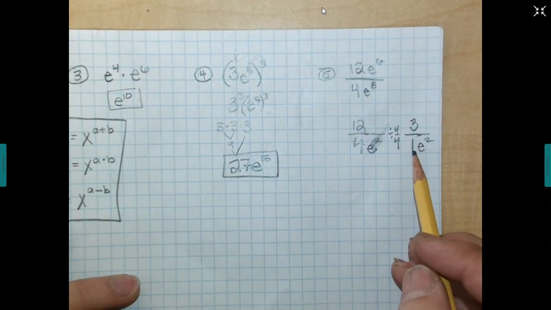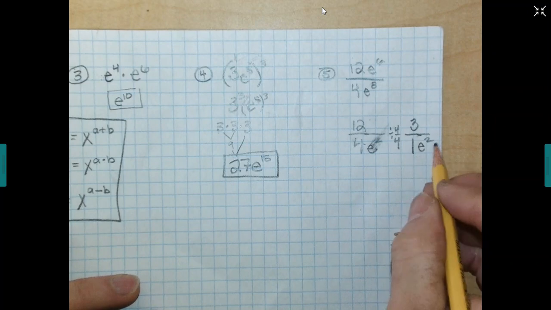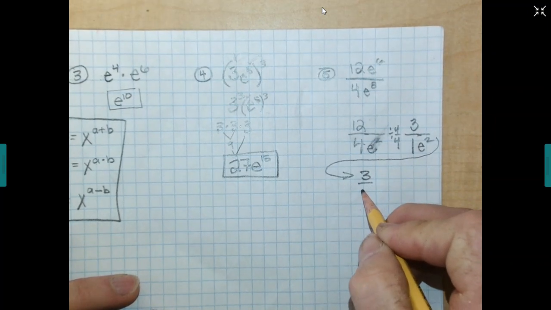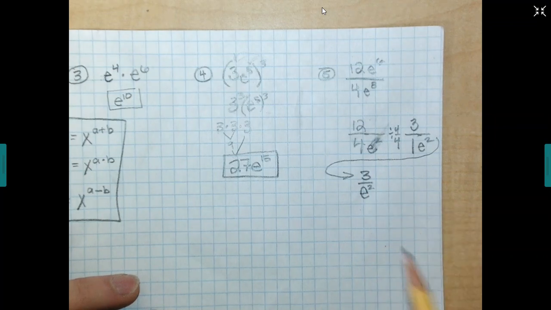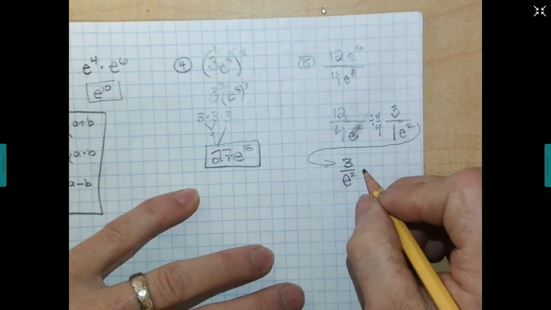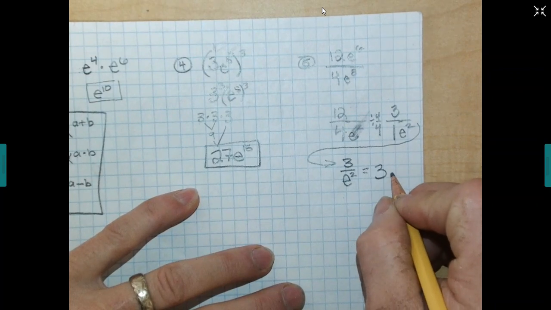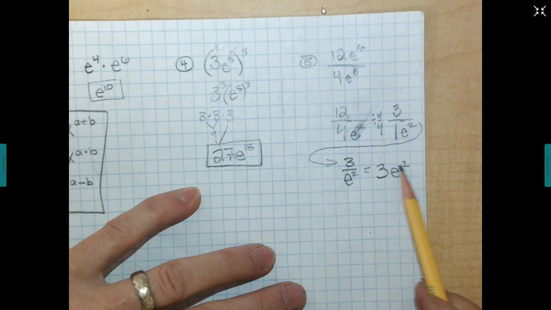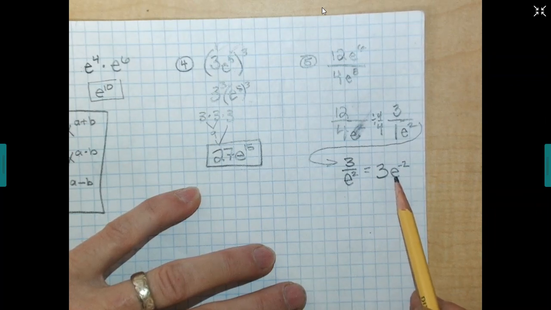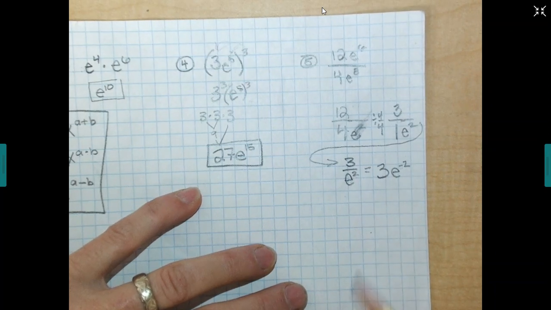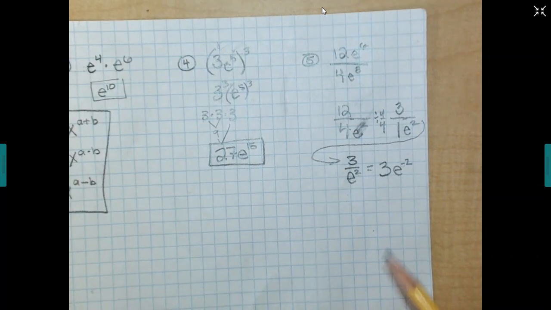So what does that leave us? The 1, I don't need to write that. So I have 3 over e squared. That's one way to write it. Or you could also write it as 3e to negative 2. Because this negative will make this go to the bottom of a fraction. So 3e to negative 2 or 3 over e squared. Those are your two answers.